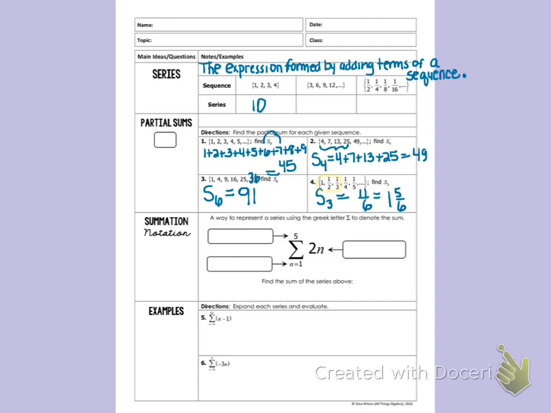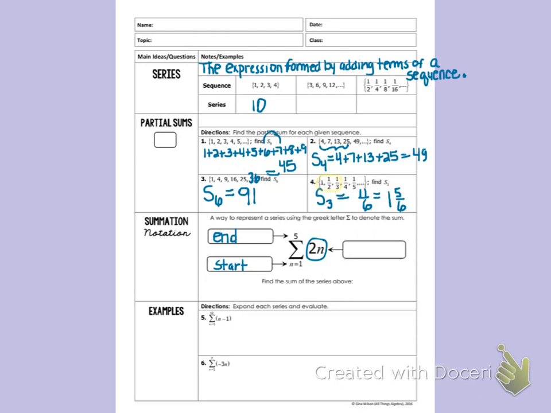So this n equals 1. The sigma is the summation notation. And the n equals 1 underneath it is telling me this is your start value or your start term, right? You're going to start at the first term. And then whatever number's on the top, that's your stop or your end term. So in this case, they just want us to find, with this notation, the sum from the first to the 5th term. And the explicit formula that generates those terms is 2n.